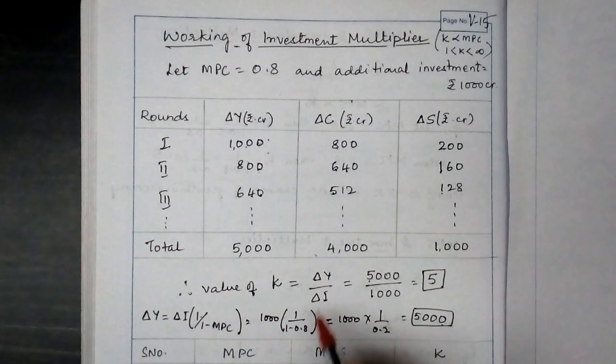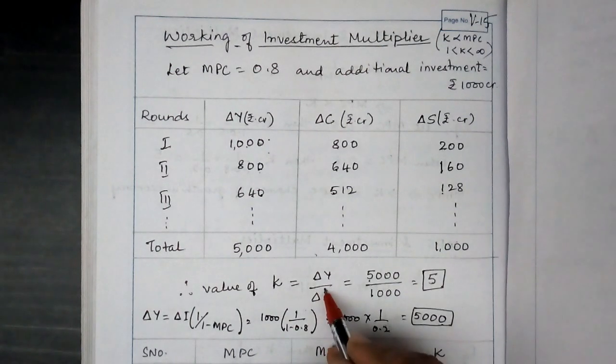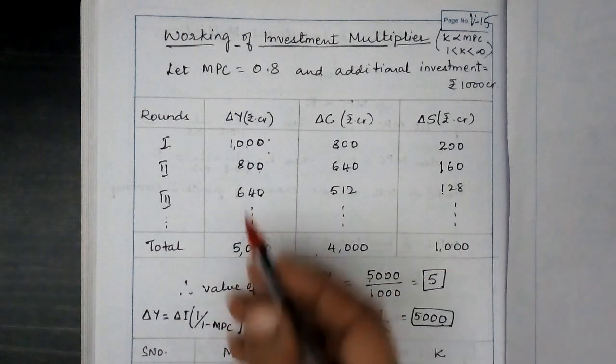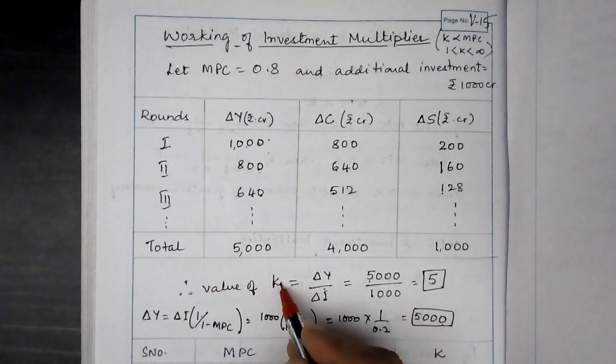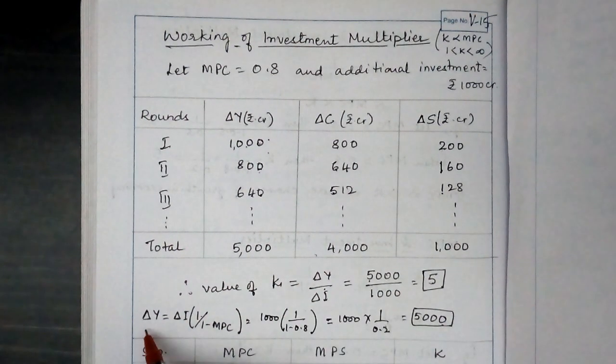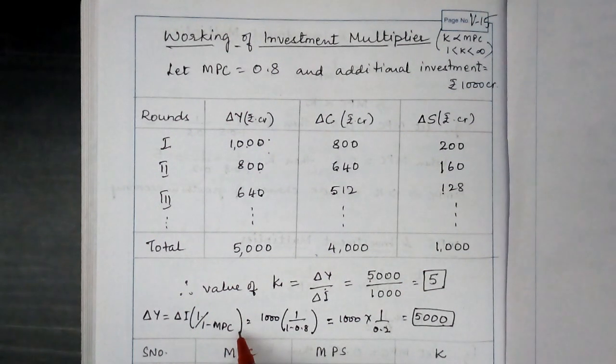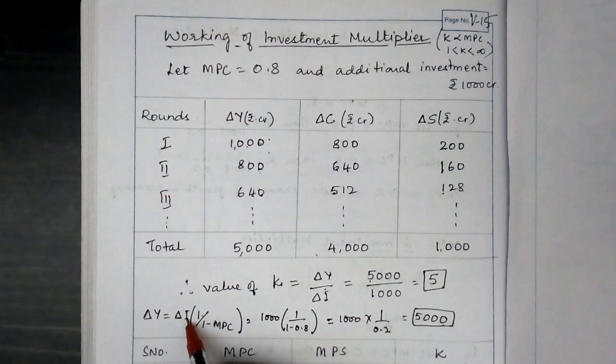Now you may ask, how did we get the value of delta y? We know there is a relationship between MPC and the investment multiplier. So delta y by delta I is equal to 1 by 1 minus MPC, or delta y is equal to delta I into 1 by 1 minus MPC.